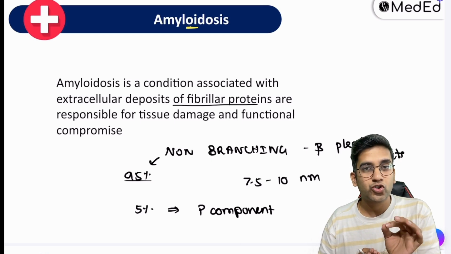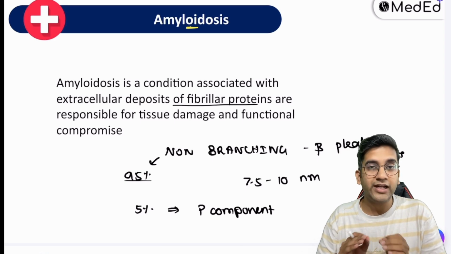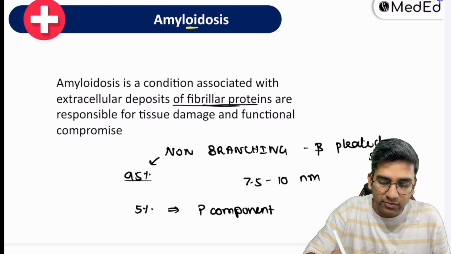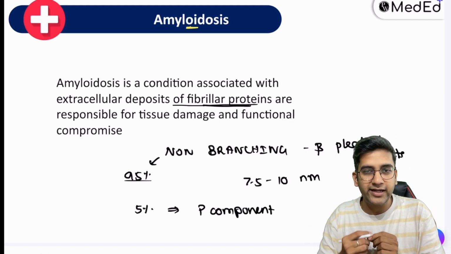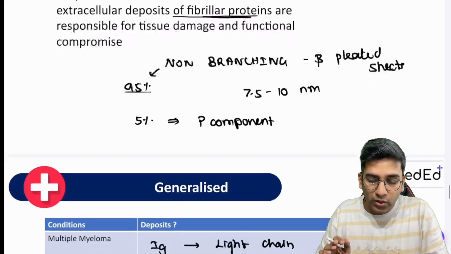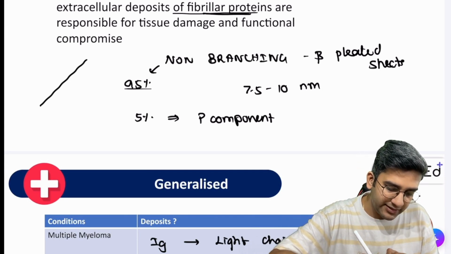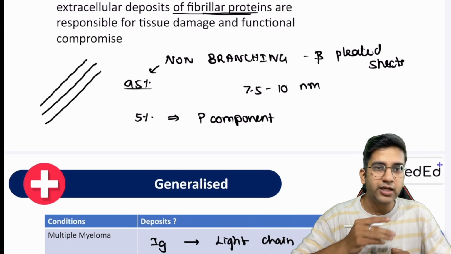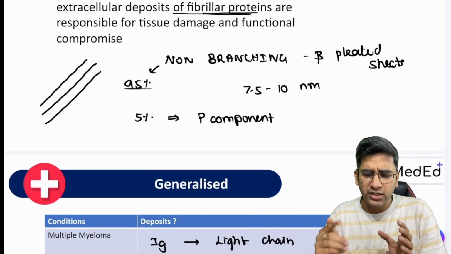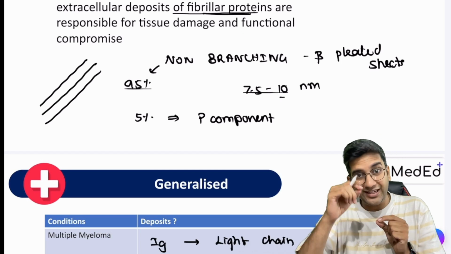Amyloid was thought to be starch or amylin-like, so we gave it that name, but later we found out it is not starch, it is nothing but a fibrillar protein. It's a fibril, right? So what is actually amyloid? It is a malformed protein. Amyloid is made of non-branching beta-pleated sheets. That's why it's a fibrillar protein, right? Non-branching beta-pleated sheets of 7.5 to 10 nanometer size. That's the size of each sheet of amyloid.